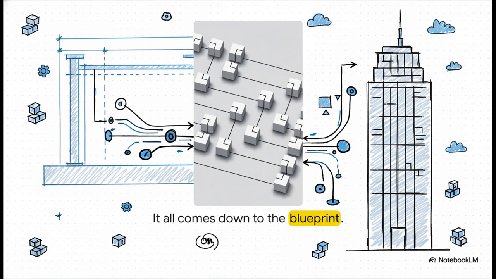You would never, ever try to build a skyscraper without a detailed architectural blueprint, right? It'd be chaos. And it's the exact same thing with data. You can't build a useful, powerful data system without a solid data model. That blueprint is what turns the chaos into clarity.